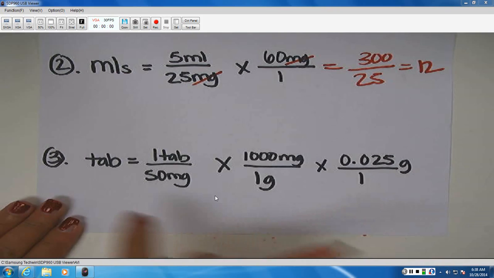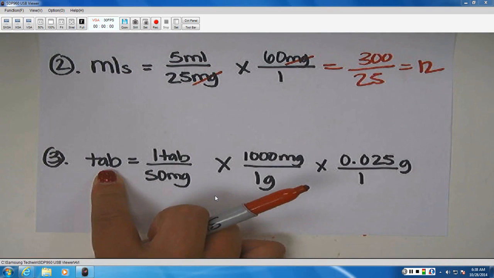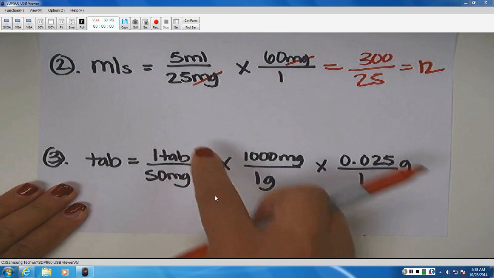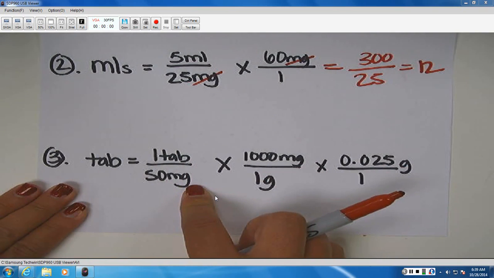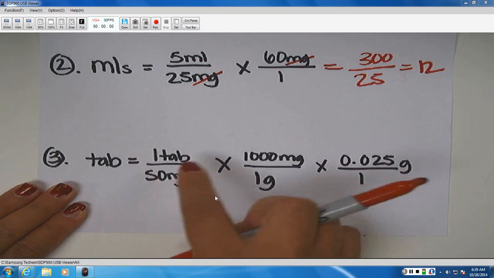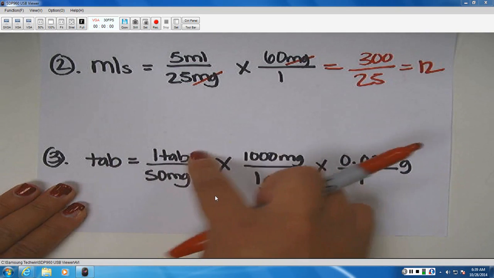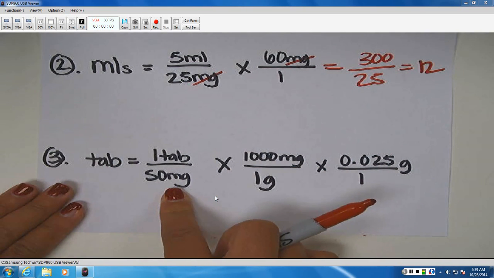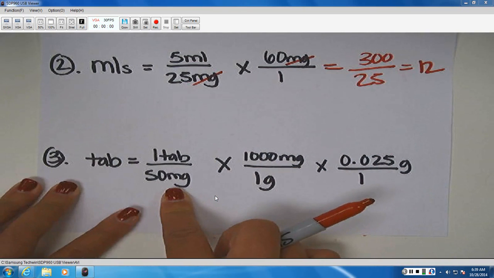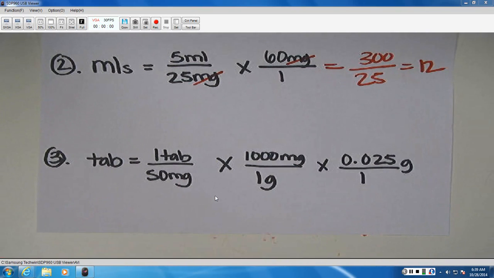So I have written tablets right here. And my dose on hand is 1 tablet has 50 milligrams in it. So that's how I've set this up. Again, my numerator's tablets because I'm solving for tablets. And 1 tablet has 50 milligrams of Demerol in it. Now, you'll notice that the physician has ordered the dosage of Demerol in grams, and we have milligrams on hand.